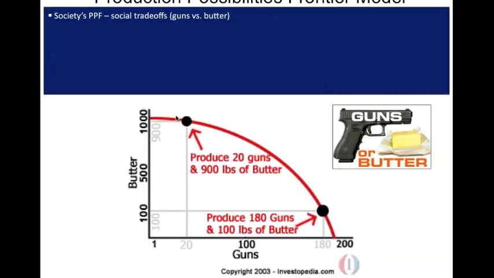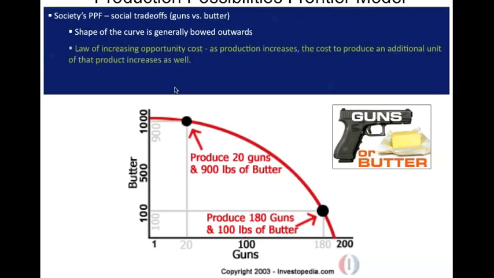So why does this thing bow outwards like this? We'll talk about that in a second, but you can see the opportunity cost of producing, let's say, 20 guns. If I produce 20 guns, I can no longer produce 1,000 butter, I can only produce 900. And so what happens is I give up 100 butter, if you will. So the shape of the curve with the production possibility frontier on a social level is generally bowed outwards.